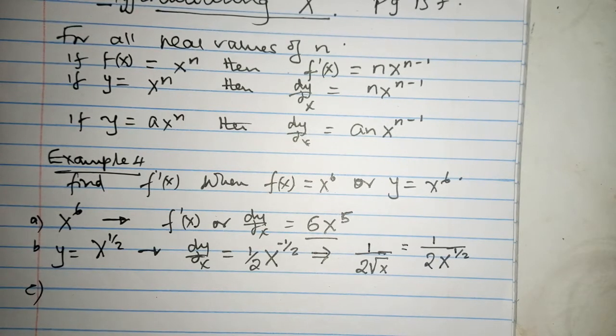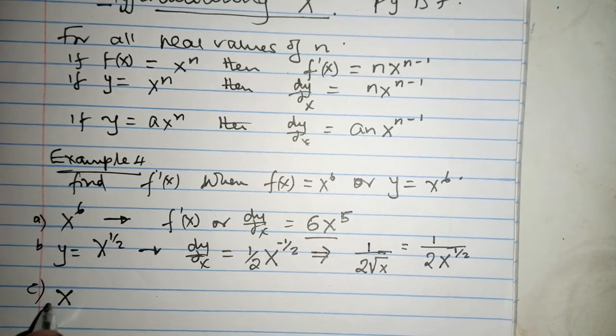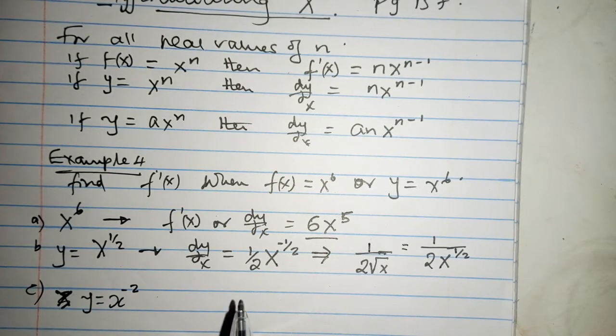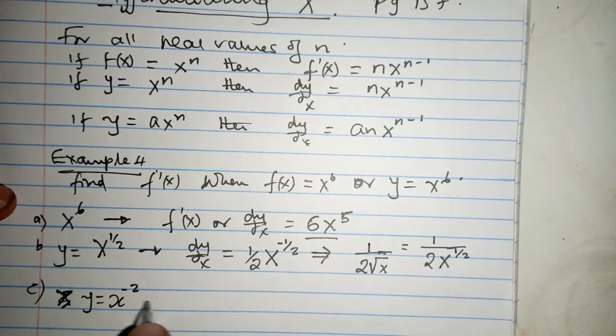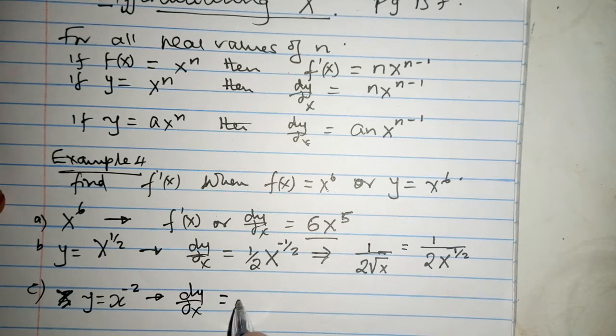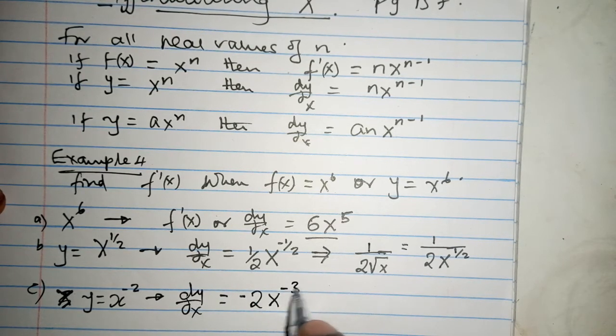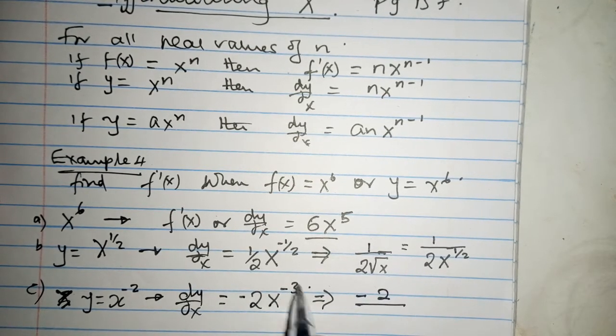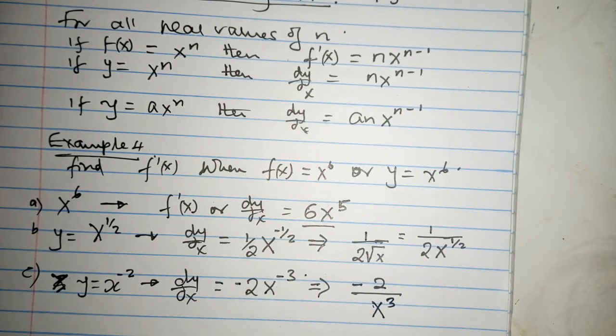Part C, let me start with y is equal to x raised to power minus 2. And now dy dx is minus 2x to the minus 3. And this one is supposed to be finalized in terms of minus 2 as a constant, and x raised to power minus 3 goes to the denominator position, and of course it changes the sign. So that is the final submission.